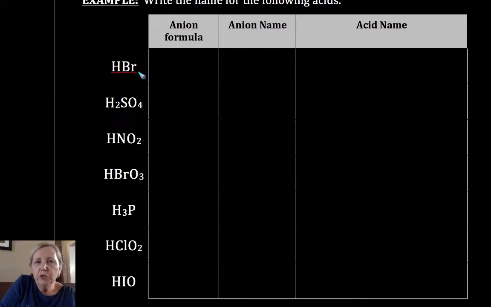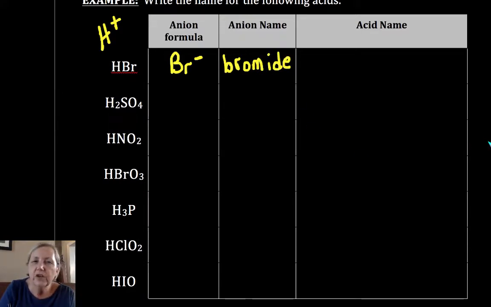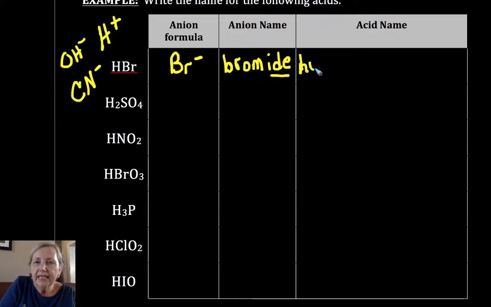Okay, so if I have HBr, in all of these, the cation is H plus. So my anion is Br minus, and that name is bromide. Ide is a single element anion with the exception of cyanide and hydroxide. So that's bromide. If it ends in ide, that's the only time we add that prefix. So this would be hydrobromic acid.